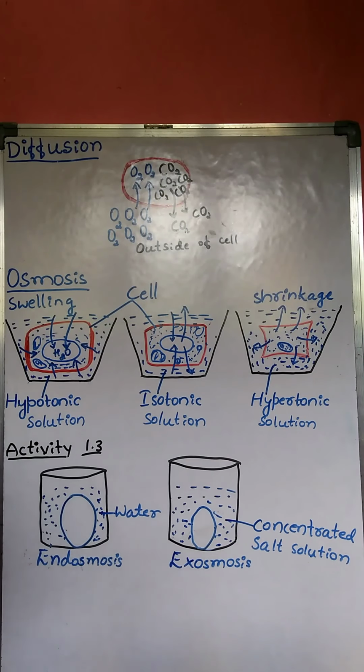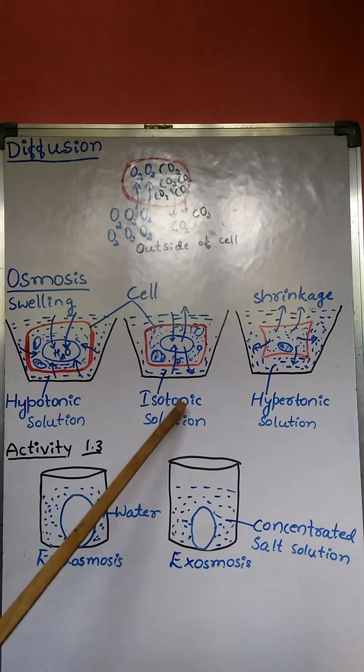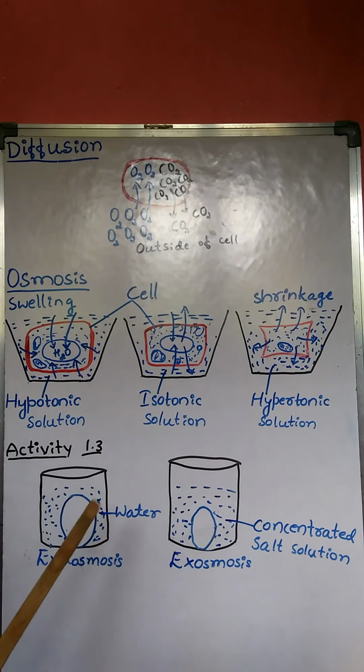Hello students, we were discussing plasma membrane. In the last video, we discussed the structure of plasma membrane. The structure of plasma membrane contains a lipid bilayer, intrinsic and extrinsic proteins, and some carbohydrates which are attached to the surface of the proteins. In this video, let us discuss diffusion, osmosis, and different types of solutions like hypotonic solution, isotonic solution and hypertonic solution.